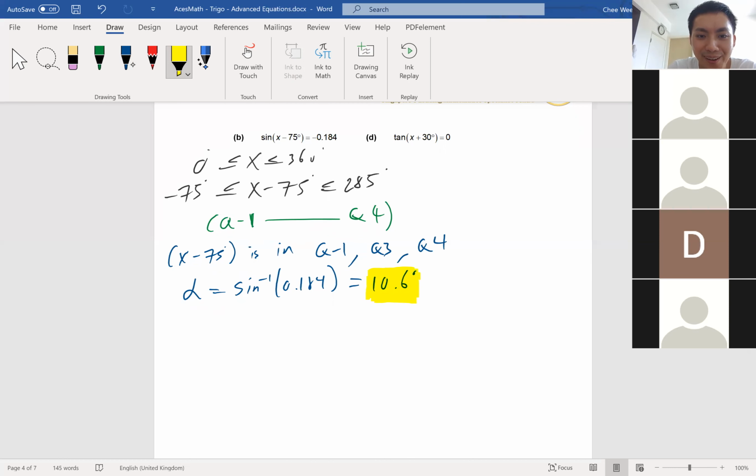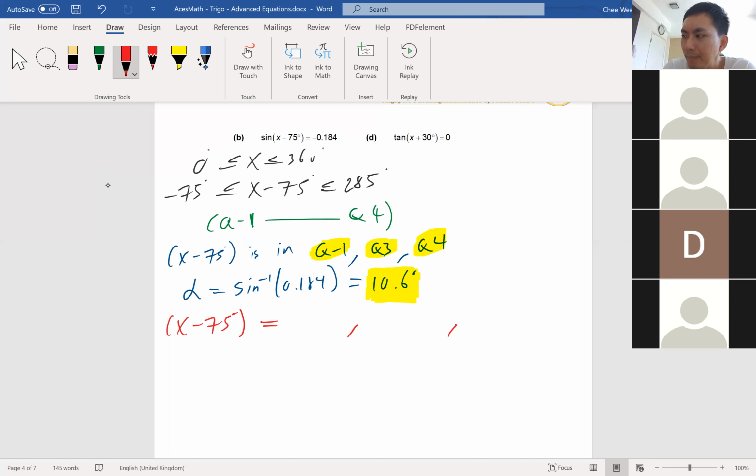Okay. So with this alpha and these 3 quadrants, what will be the values for x minus 75? So wait, just plug in inverse sine 0.184 into the calculator, right? I don't understand your question. Why do you need a calculator for this? With the value of alpha and with the appropriate quadrants, what's the working or what's the formula to calculate the relevant answers? Do you get what I'm trying to say?